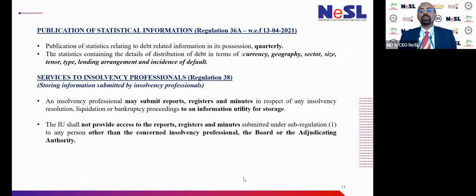Regulation 36A was introduced in April 2021, and it provides that the information utility has to publish statistics related to debt-related information in its possession at quarterly intervals. This is there on the website, and these statistics contain the details of distribution of debt in terms of currency, geography, sector, size, tenor, type, lending arrangement, and incidence of default. All these are published by way of separate reports, under the tab statistical information on our website, at quarterly intervals.